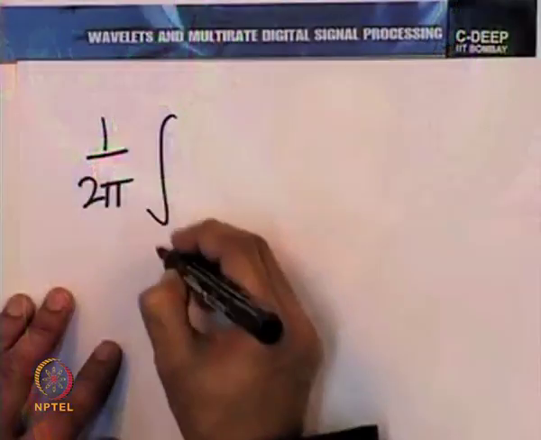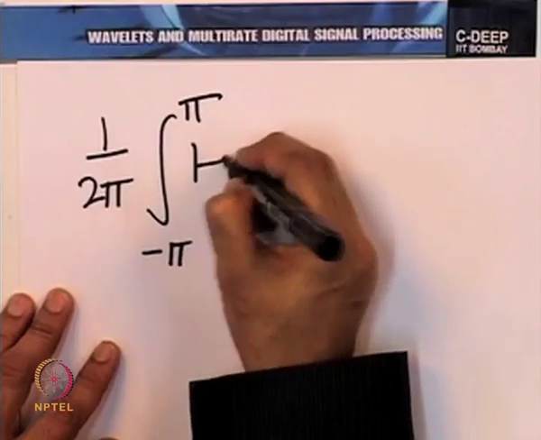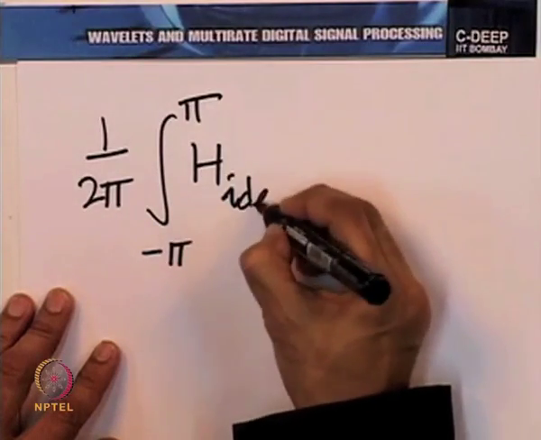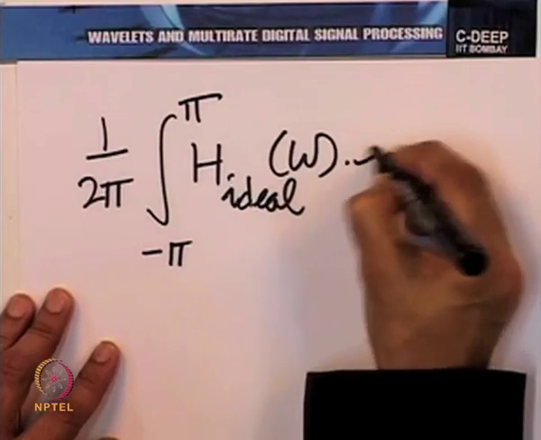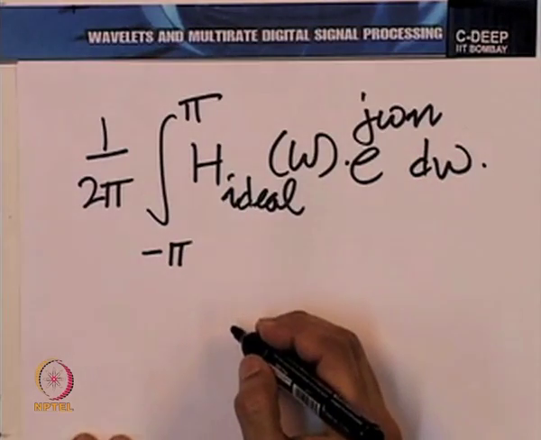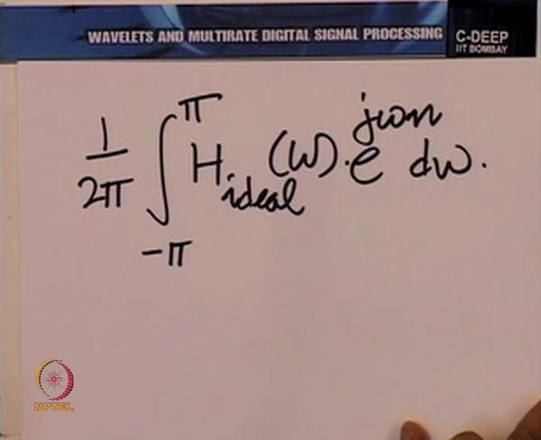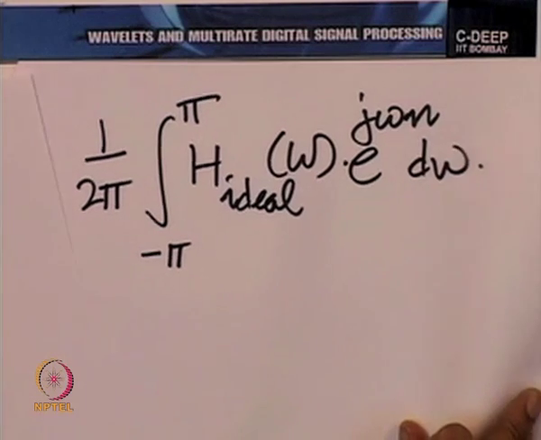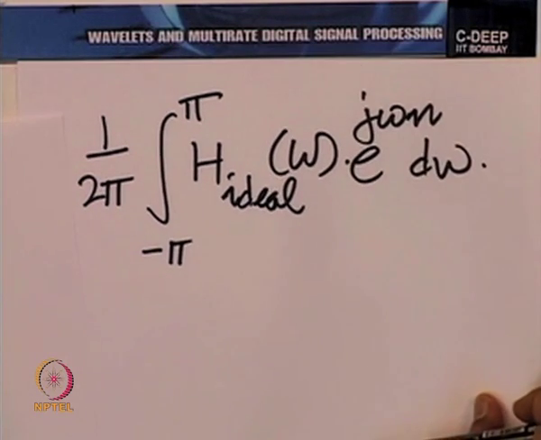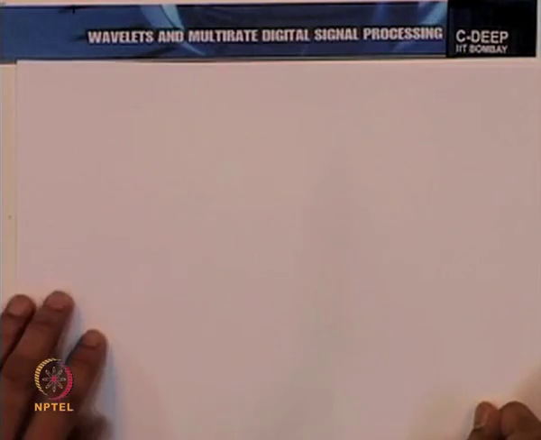So, that is done as 1 by 2 pi integral from minus pi to pi H ideal of omega e raised to the power j omega n d omega. And in fact, I leave it to the class to compute this for the ideal low pass filter and the ideal high pass filter with a cutoff of pi by 2. I shall just put down the answer for the ideal low pass filter.